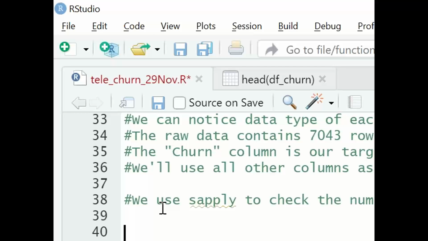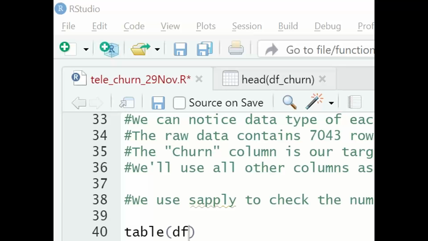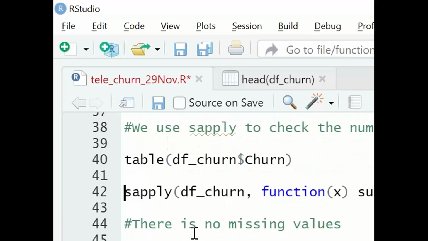So what we will do over here is simply write the command table and give the name of the data set. What was the name that we gave? df_churn, then $churn. So it tells me there are 6,728 records where the people have not left the company and 5,607 records where the people have left the company.